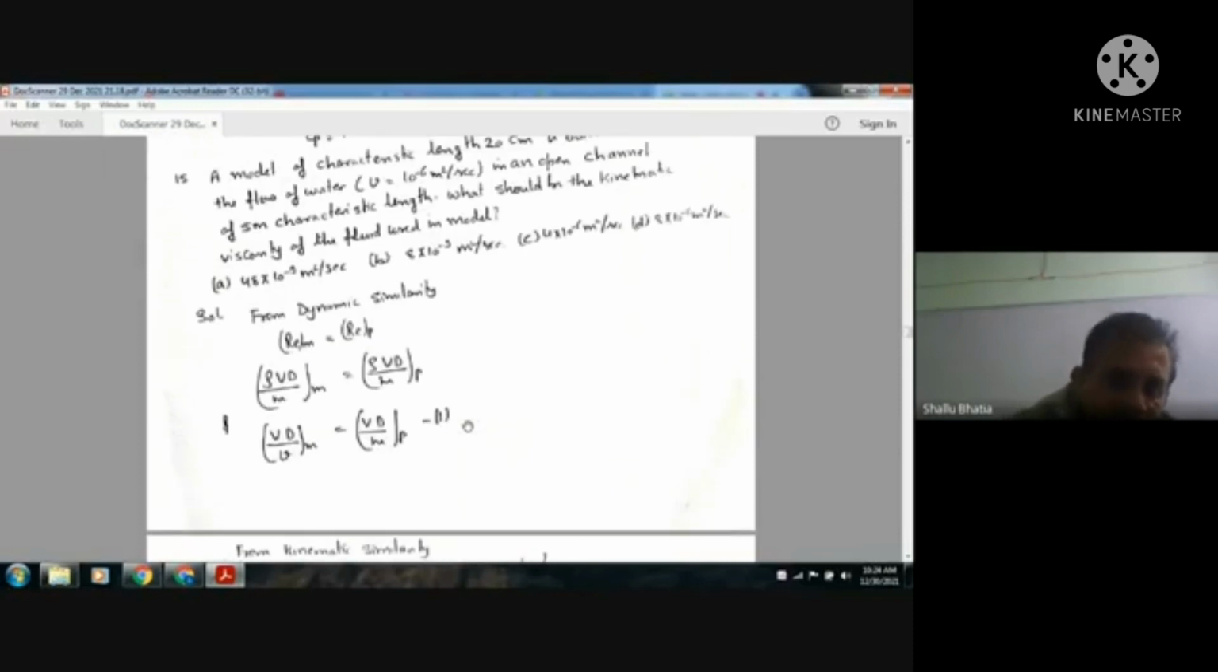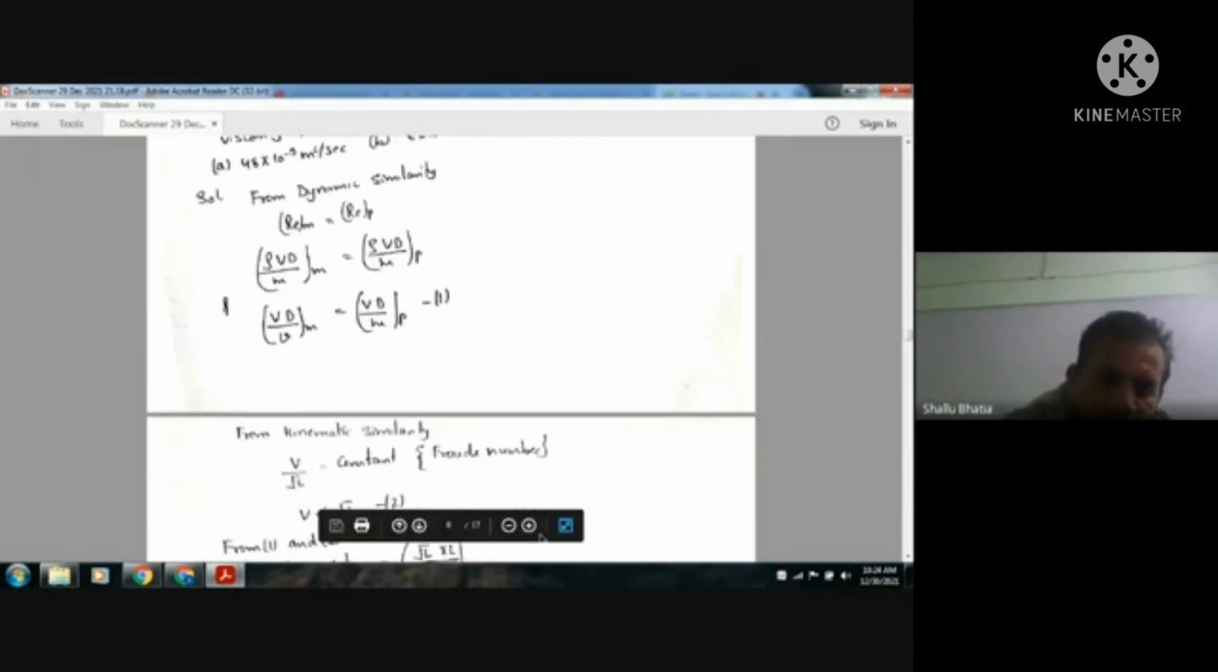So here we have to consider two similarities: dynamic similarity, which is considered by the Reynolds number, and kinematic similarity, which is considered by the Froude number. From these two numbers we get V in proportion to root L and d in proportion to L.